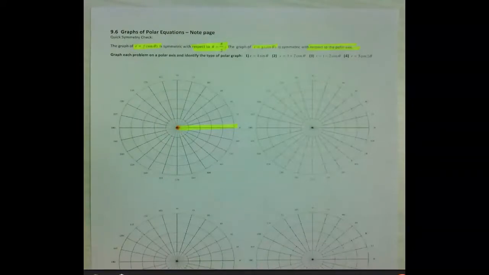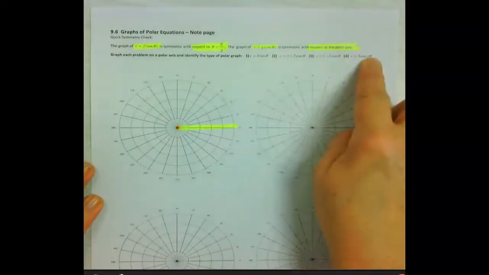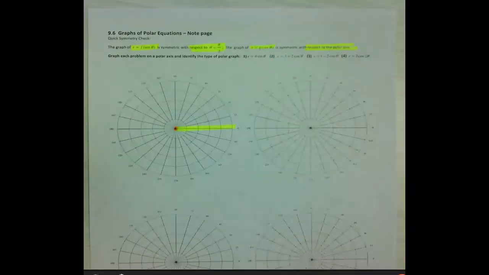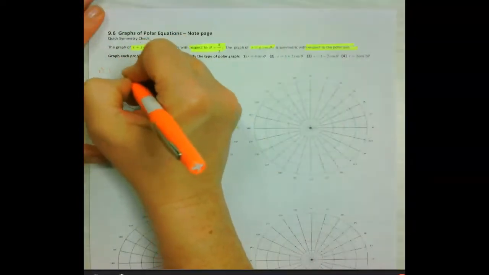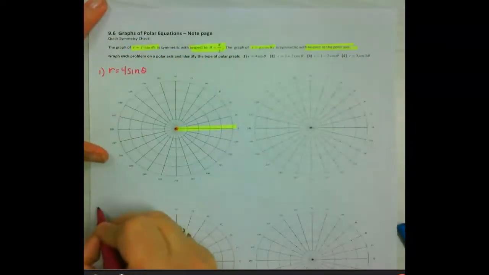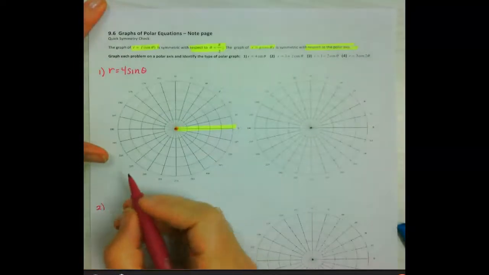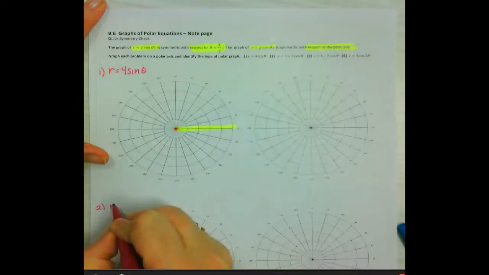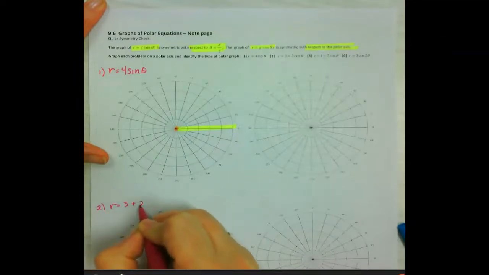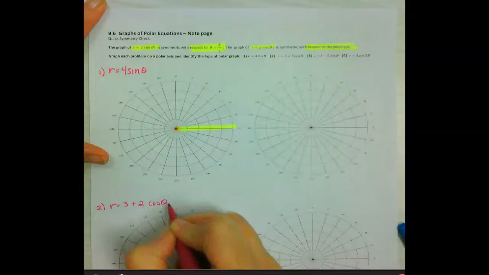So now we're actually going to graph these four equations on a graph. This is going to be my number 1, and it is going to be r equals 4 sine theta. Then I'm going to make this one down here my 2, so just be sure to label, it doesn't matter if you make that 2 or not. So I'm going to do r equals 3 plus 2 cosine theta down here.